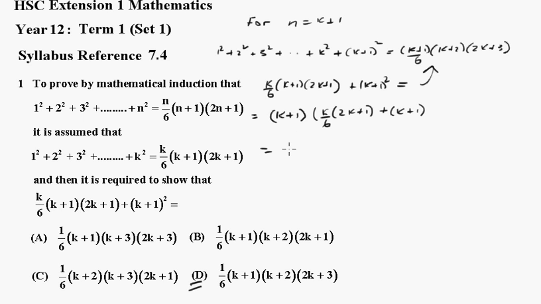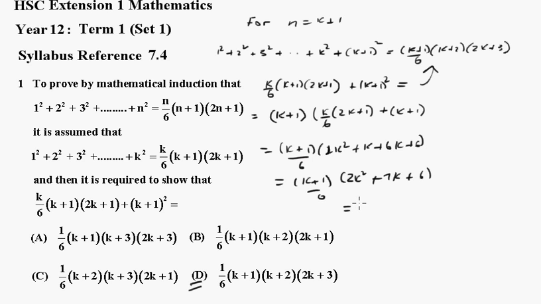And that becomes k plus 1 becomes 2k squared plus k plus 6k plus 6 on 6, and of course this becomes k plus 1 on 6 times 2k squared plus 7k plus 6. And of course when you factorize that, you do in fact get this side here. That's your k plus 2 and 2k plus 3. Again, which is D.